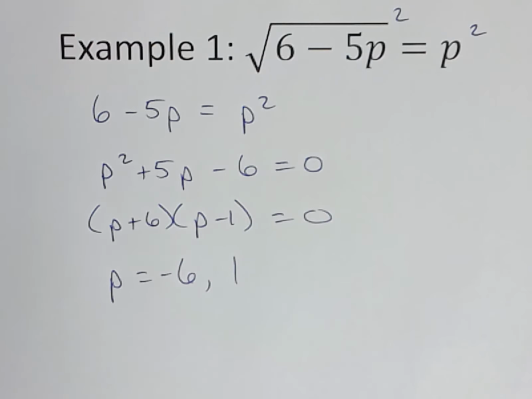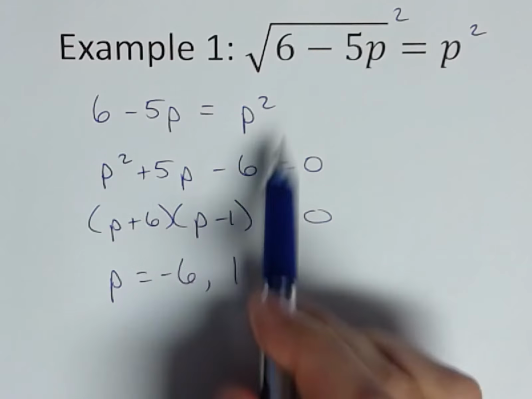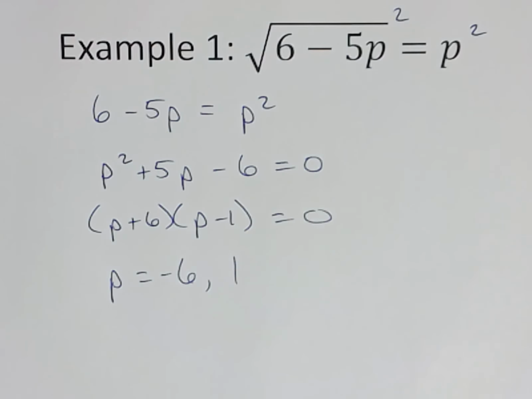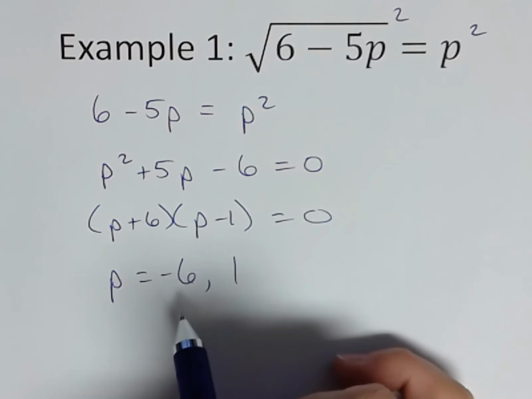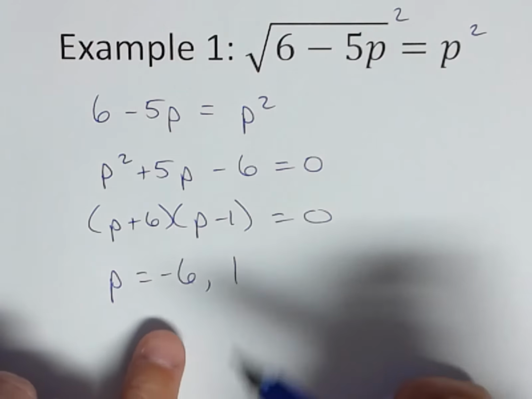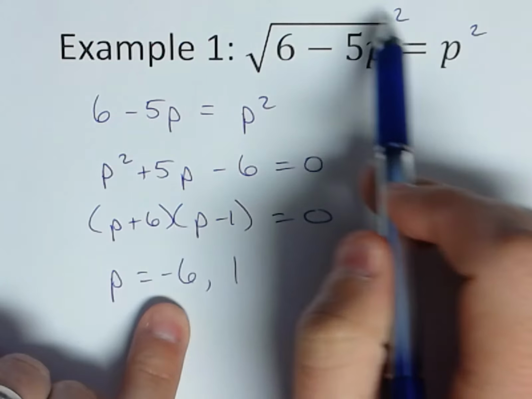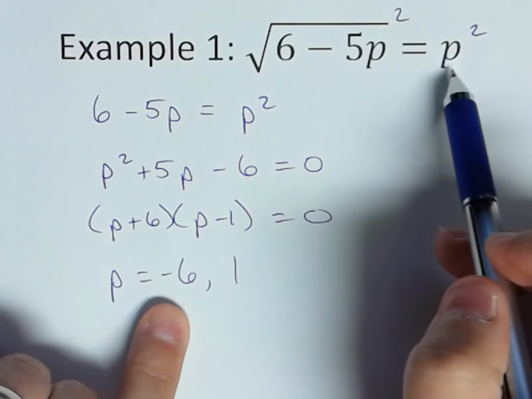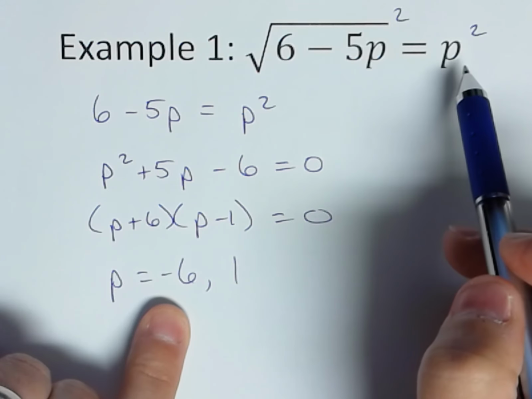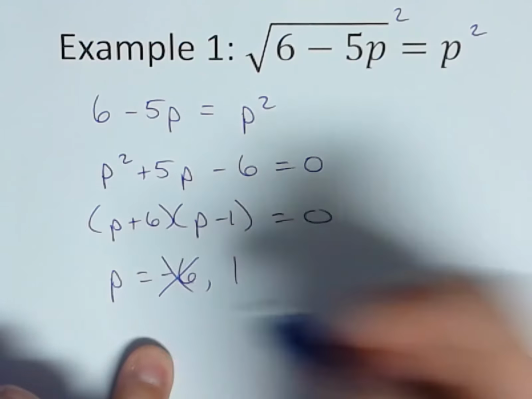Now, here's where you always need to check when you're solving radical equations, because when you square both sides like that, you can introduce extraneous solutions. So let's go back to the original equation. If I plug a negative 6 in, notice what would happen. You'd have some radical expression equals negative 6. Well, that's not going to be true. That's not going to work.